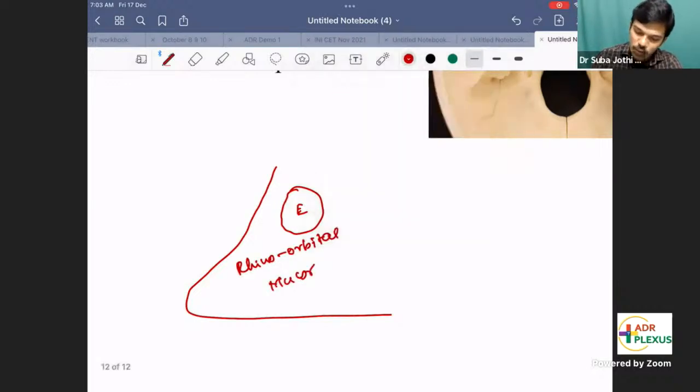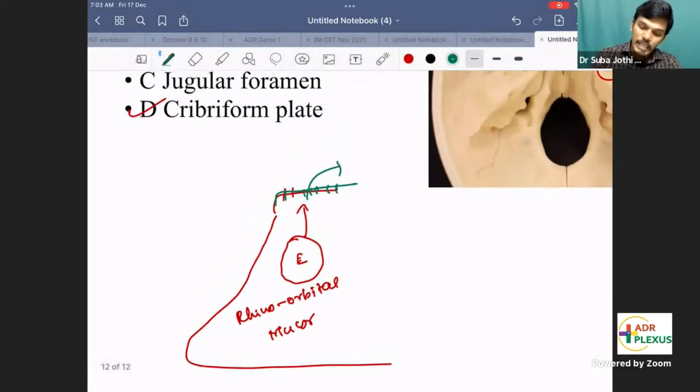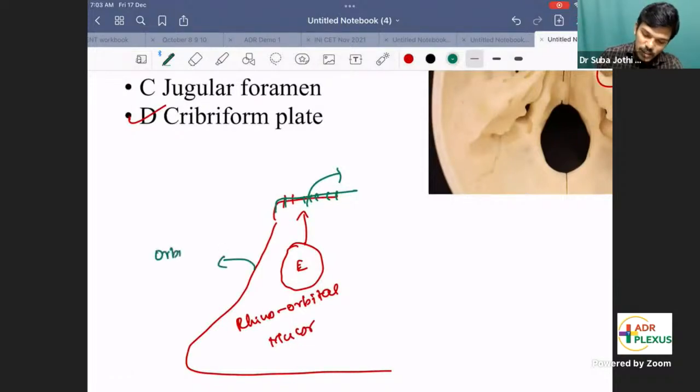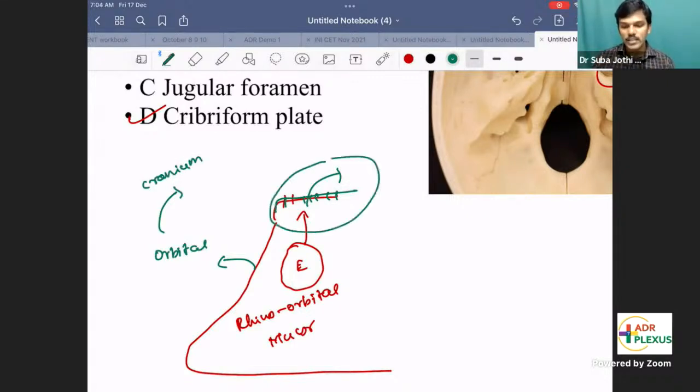So this will go above and breach our cribriform plate. It can cause intracranial, that is cerebral mucormycosis. Sometimes it can also go to the orbit, and through the orbit they can enter into the cranium also. So most of the time it passes through the cribriform plate of ethmoid, but sometimes after it is breaching the orbit, it can also go to the cranium.